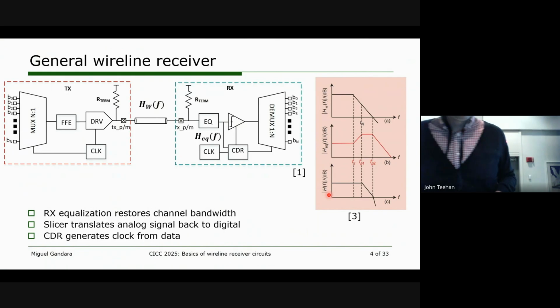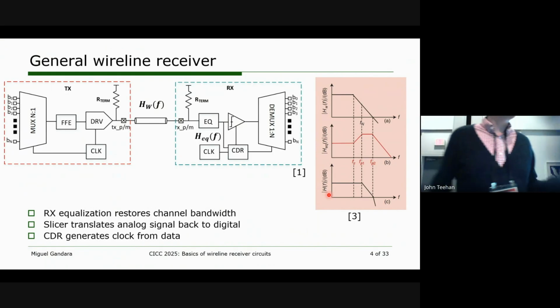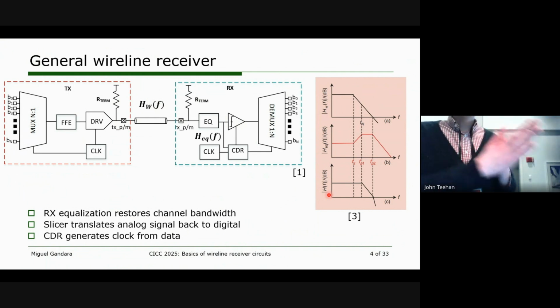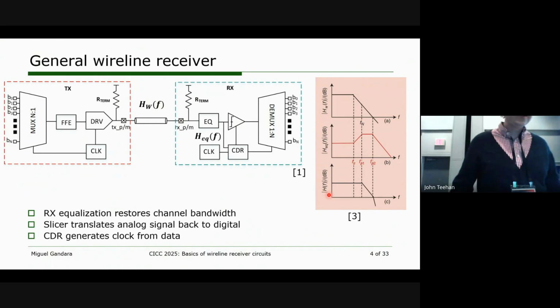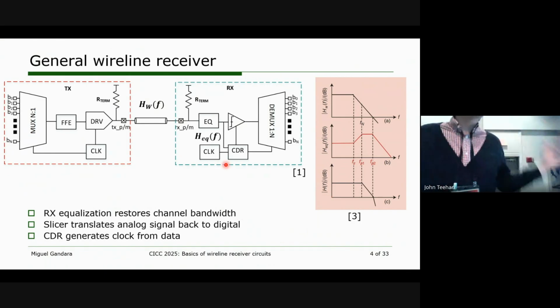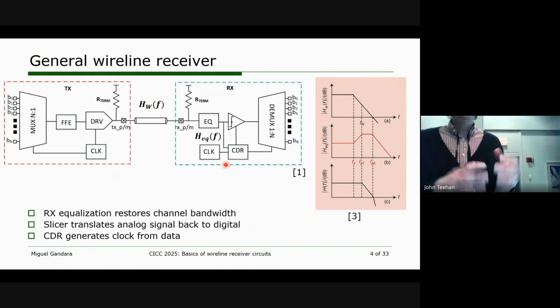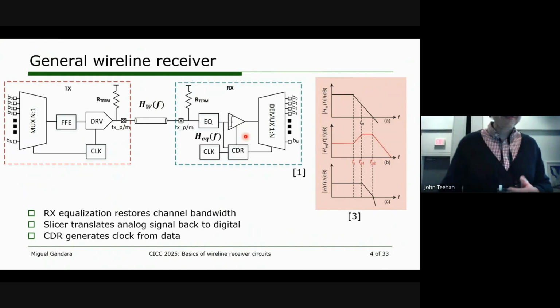Once the equalization has restored the channel bandwidth, we now need to take the analog signal at the output of the equalizer and translate that back to the digital domain. In order to do that, we have a circuit that we call a slicer, and this circuit is just a simple 1-bit ADC. It translates the analog signal into a single-bit digital signal. Okay. Finally, we have this really nice fancy feedback loop.